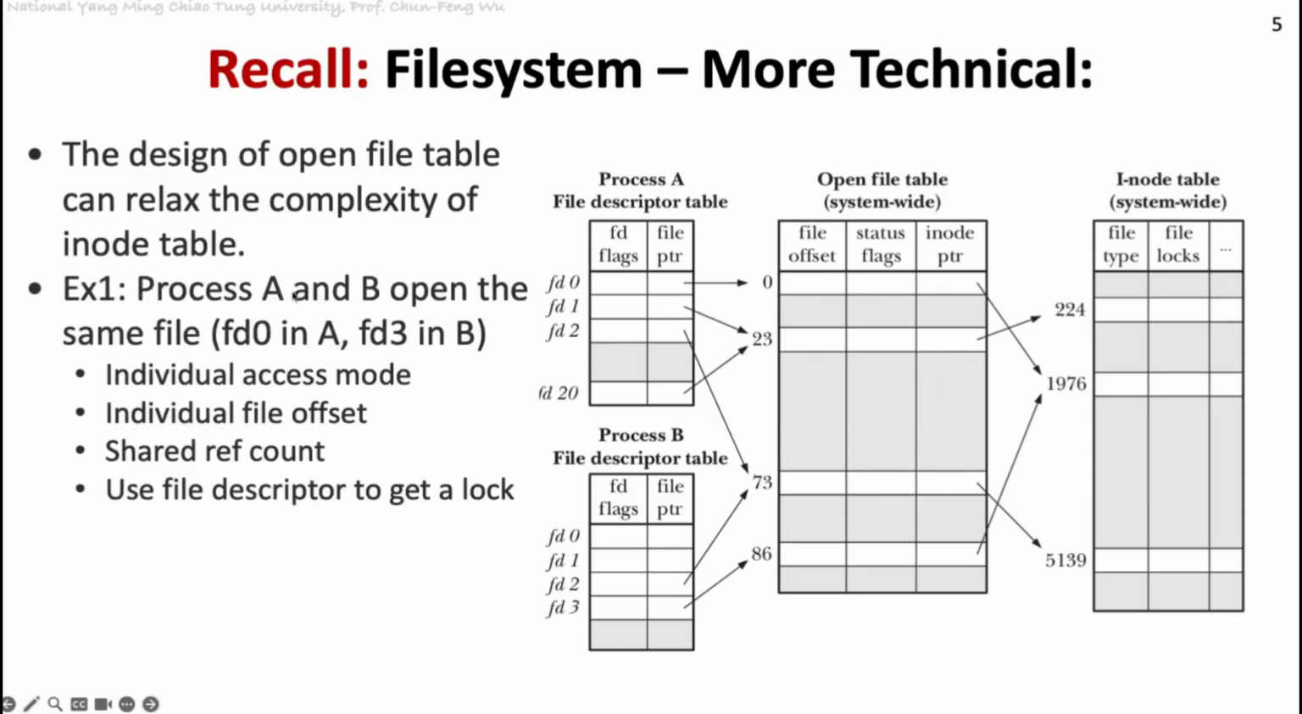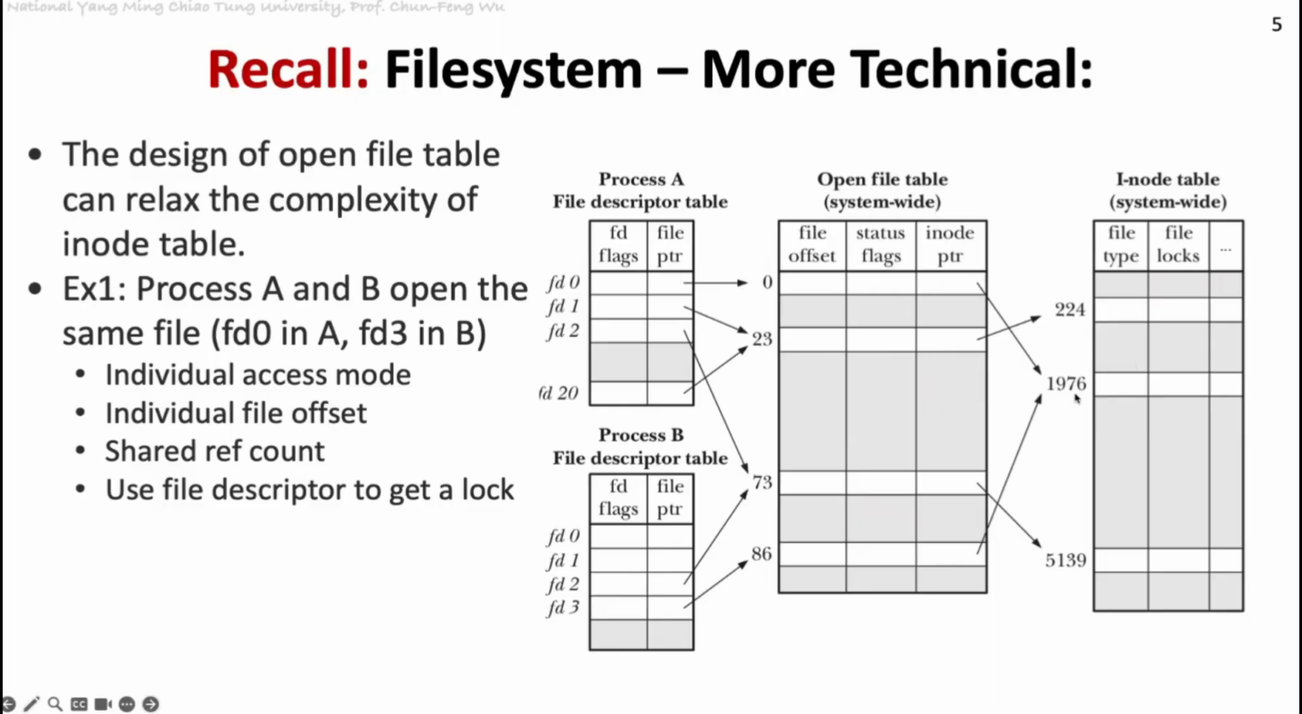First, if process A and process B open the same file, in this example, FD0 in A and FD3 in B, you can see these two point to different open file entries in the open file table. Actually they are opening the same thing, but because they are from different processes, they get different open file table entries. But both of these file descriptors point to the same inode, 1976.